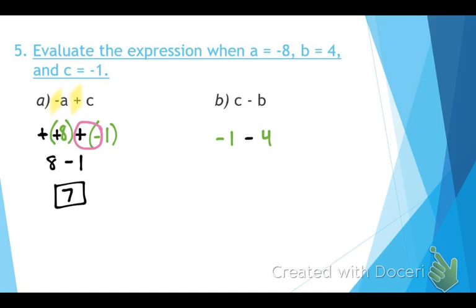For all of you guys that told me that your answer was 3, you forgot that rule. Look at this. Same sign or different sign, guys? Same sign. Add the numbers. 1 plus 4 is 5. Keep the sign. It was a negative sign. So the answer should have been -5.